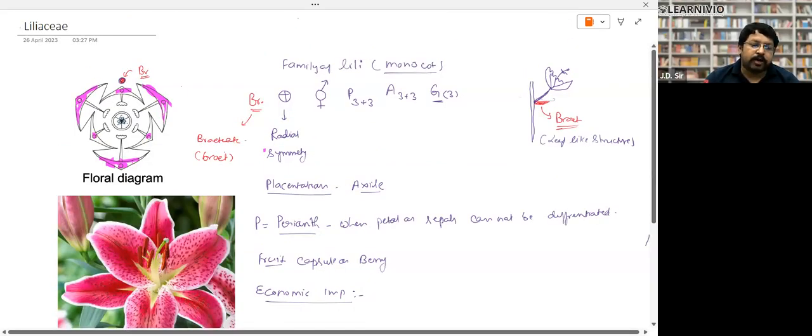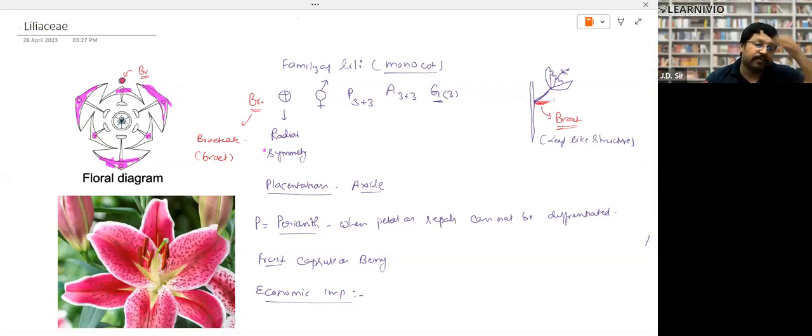Again, actinomorphic means radial symmetry. Bisexual, meaning male and female sex organs, stamen and ovary, are both present. Perianth 3 plus 3, all are free, so they are not united, but they are in groups of 3. Androecium 3 plus 3, 3 in the upper part, 3 in the lower part, but they are polyandrous, meaning free from each other. Gynoecium are 3, gamo means they are joined, and ovary superior.